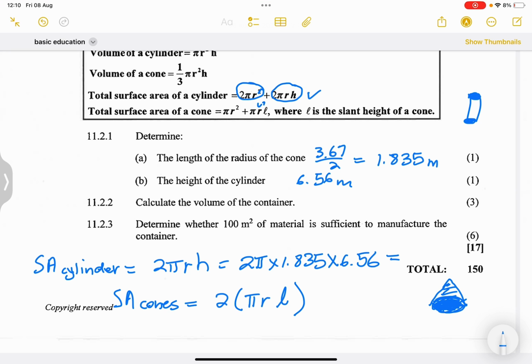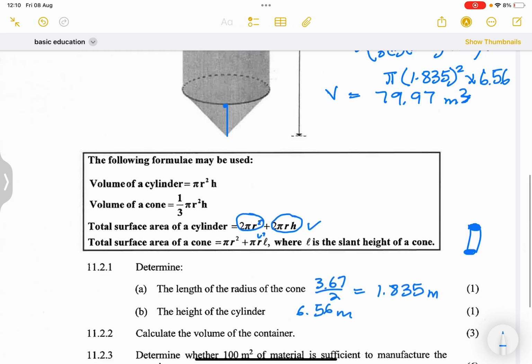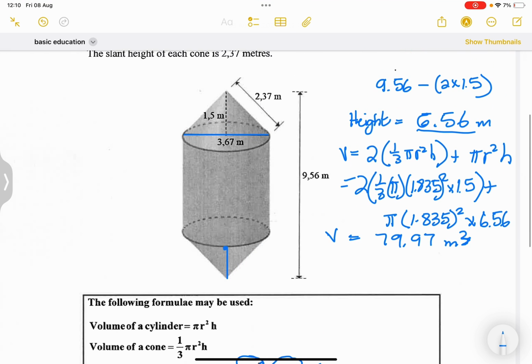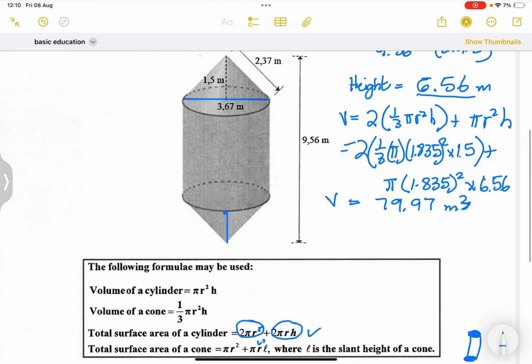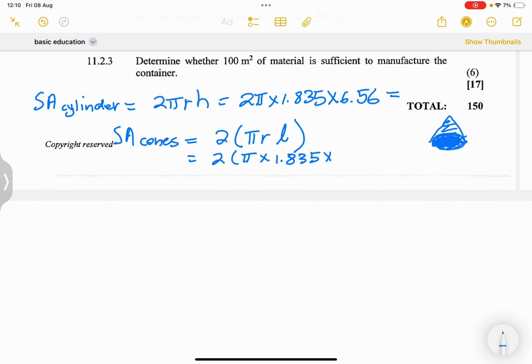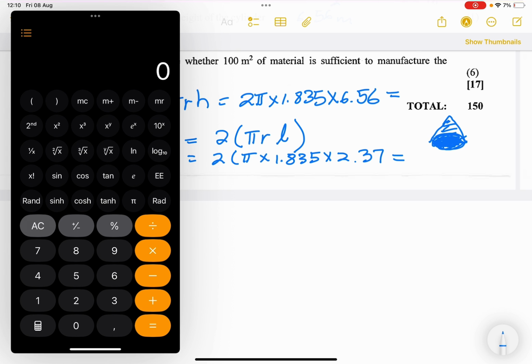Okay, right, so this would give us 2 multiplied by pi, the radius again 1.835 multiplied by the slanted height of our cones, which was 2.37. All right, now what we're going to do is let's work out both of those. So that's the first one.